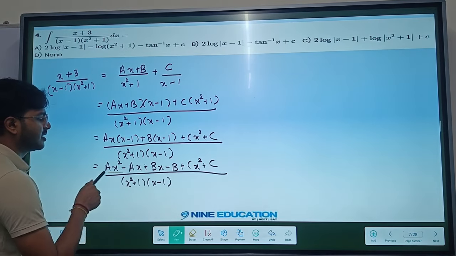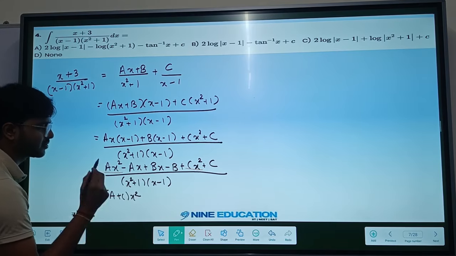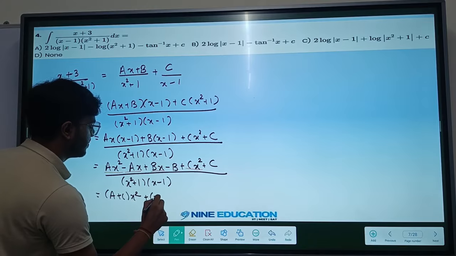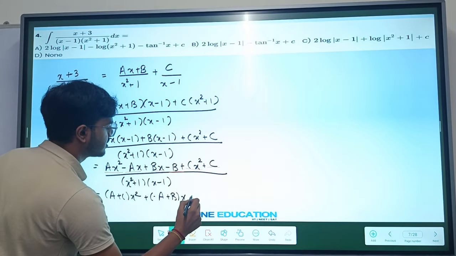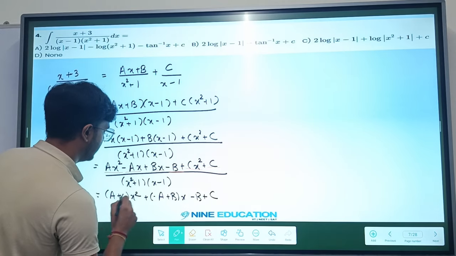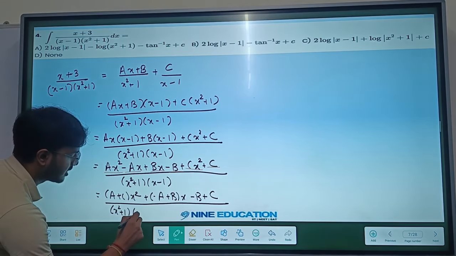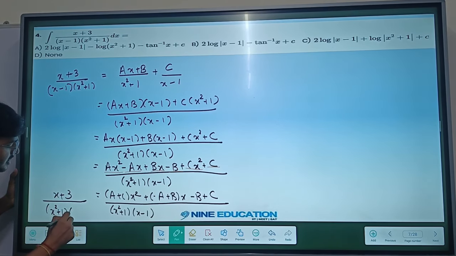Take like terms together: ax² and cx². So we'll have (a + c)x² + (-a + b)x + (-b + c). The denominator remains the same, (x² + 1)(x - 1). Compare this with (x + 3) divided by (x² + 1)(x - 1).